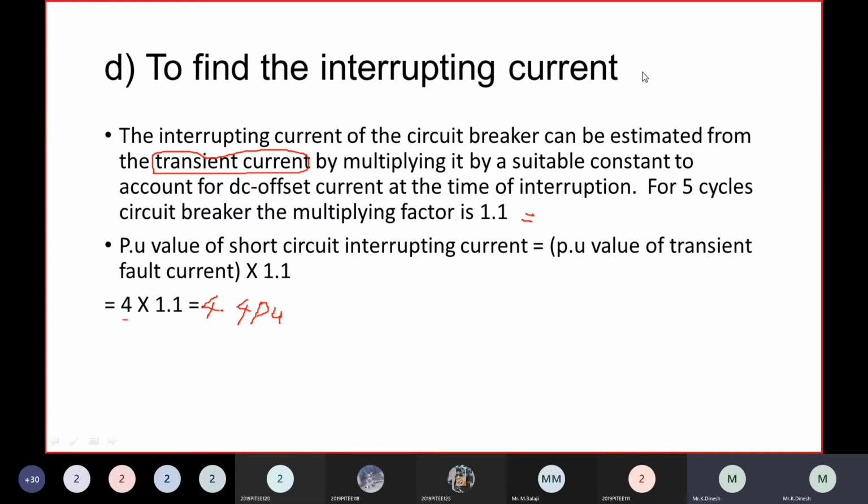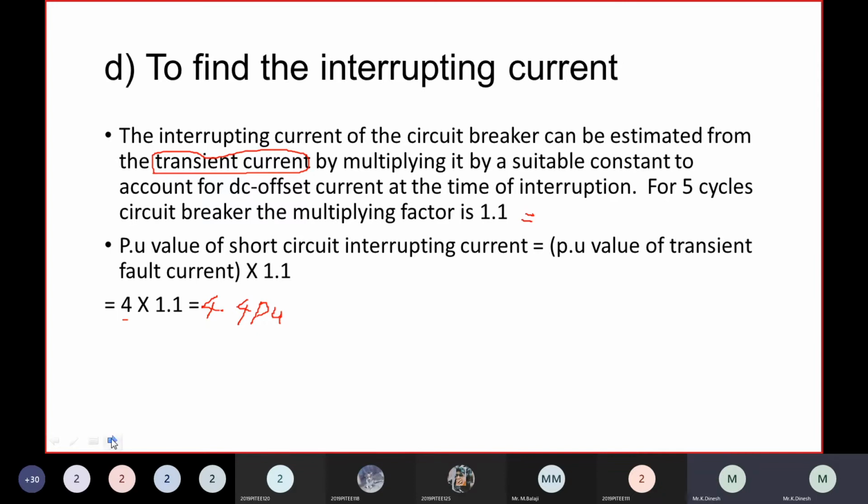Next one is D, to find the interrupting current. The interrupting current of the circuit breaker can be estimated from the transient current by multiplying with a suitable constant. The constant value I showed in the previous class, in the table in the selection of circuit breaker section. In the problem it is mentioned as 5 cycles, so the multiplication factor is 1.1. The transient short circuit current is 4 per unit, and with the multiplication factor 1.1, it is 4.4 per unit. That is the interrupting current.